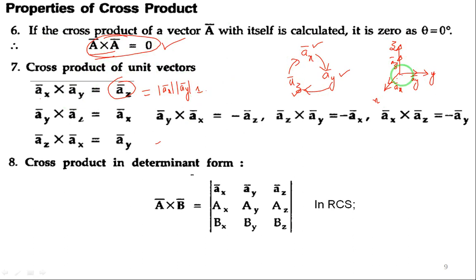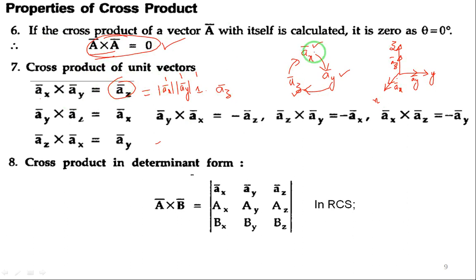And the unit normal vector means Ax and Ay are in the xy plane, so the normal vector is in the z direction. So I will write Az. Finally, this magnitude is 1, this magnitude is 1, and sine 90 is 1, so 1 into Az. Finally I will get Az.